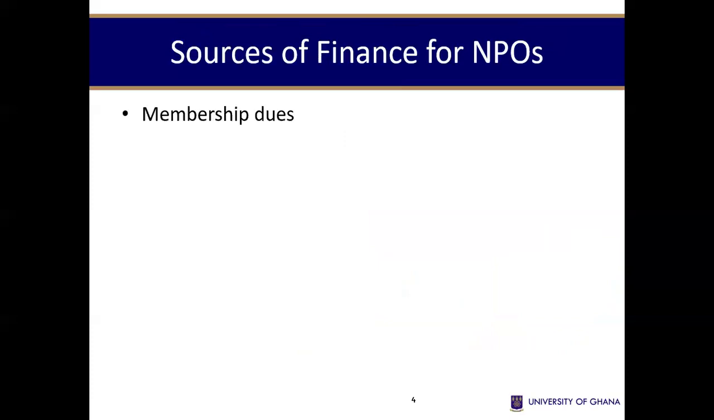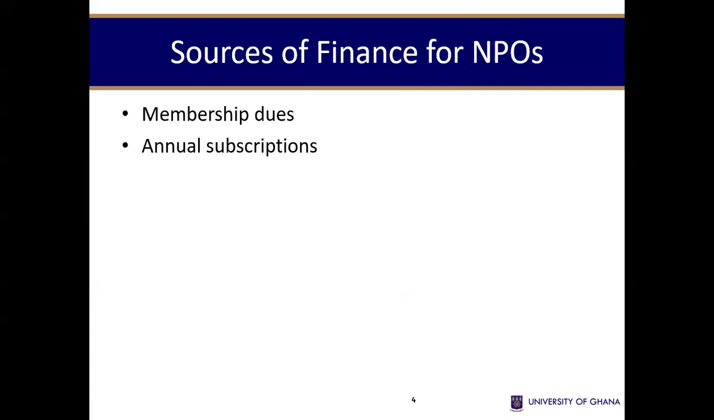Now, where do they get their sources of funds from? If you are a non-profit organization, one of your main sources of funds is through your membership dues. So the idea is that because your main reason for existence is not to make profits, usually members join in or they maintain their membership in the non-profit organization through the dues that they pay. So these serve as sources of income for the non-profit organizations.